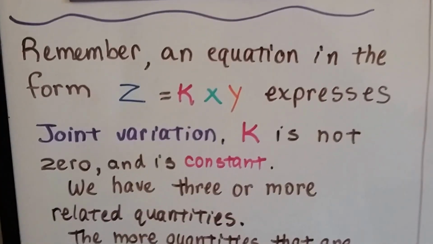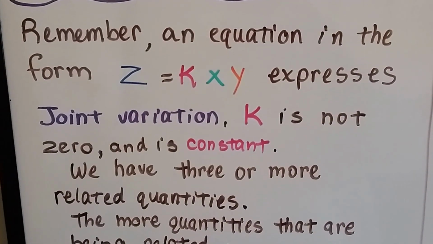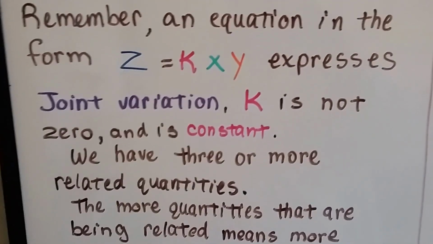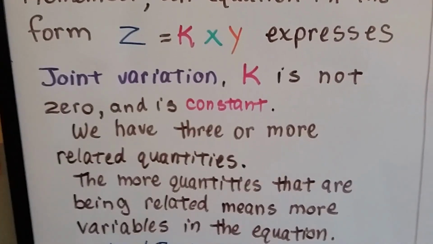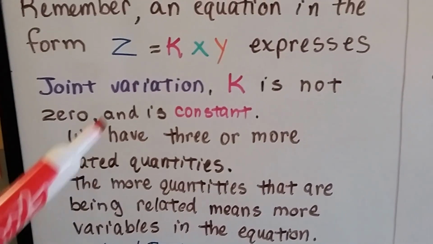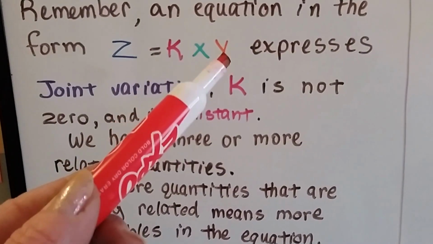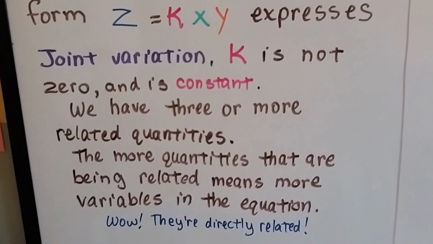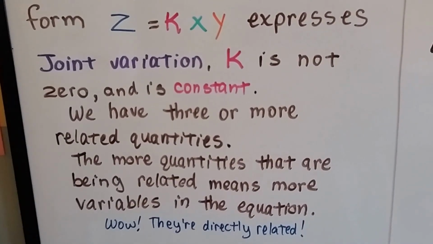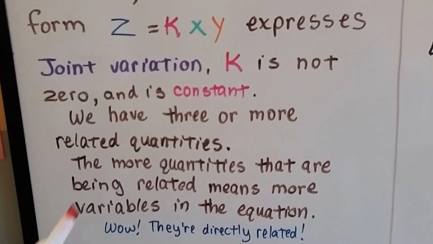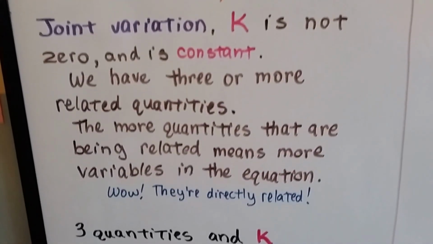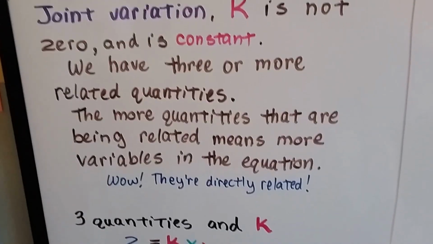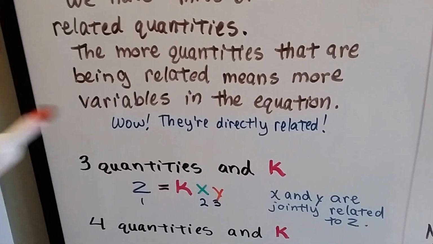So remember, an equation in the form z equals k x y expresses joint variation. The k is not 0, and it's a constant. We have 3 or more related quantities. We have 1, 2, 3. The more quantities that are being related means the more variables in the equation. So if there's 4 or 5 quantities, we just add more variables back here. They're directly related, aren't they? The more quantities, the more variables.